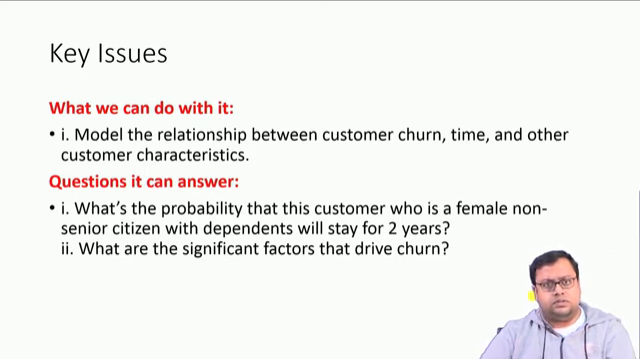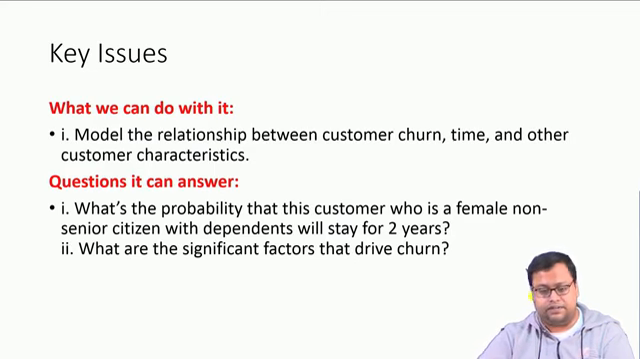What are the key issues? What can we do with it? We can model the relationship between customer churn, time and other customer characteristics. We can also answer questions such as: what is the probability that a customer who is a female non-senior citizen with dependents will stay for 2 years, and what are the significant factors that drive churn? This kind of answer I can give.